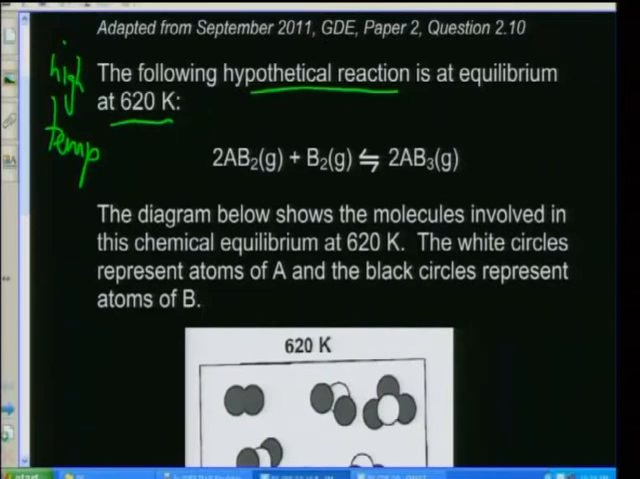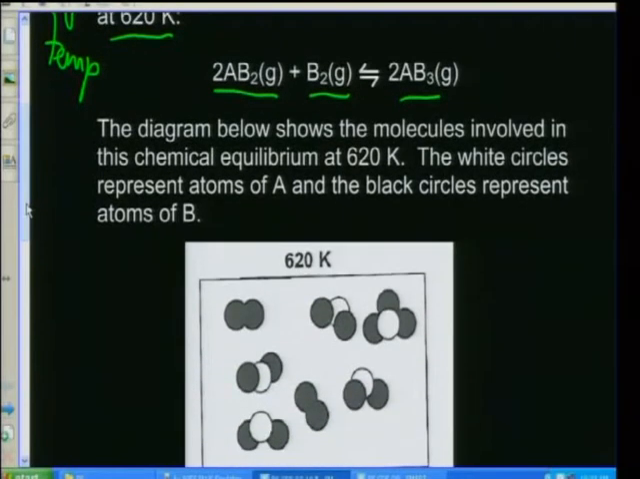And we're told this is the reaction. We've got the reactants, 2AB2 gas plus B2 gas, going to form 2AB3, which is also a gas. And we recognize it's an equilibrium because we've got a forward reaction and a reverse reaction arrow there. It tells us the diagram below shows a sample of the molecules involved in this chemical equilibrium at 620 K.